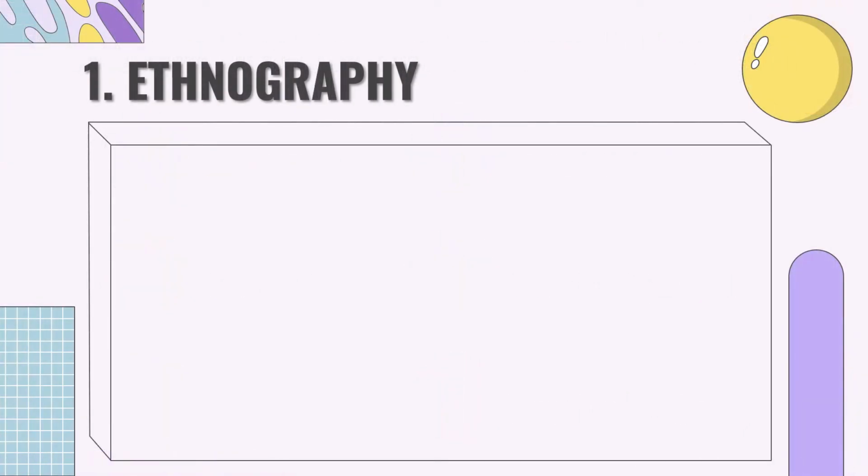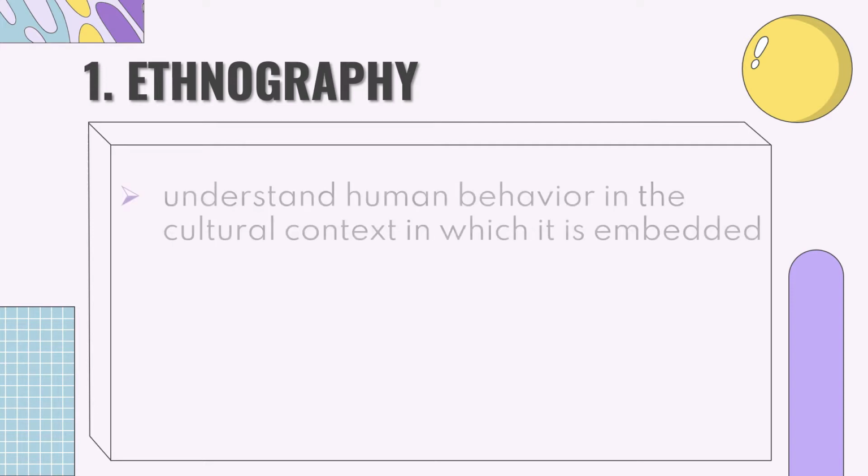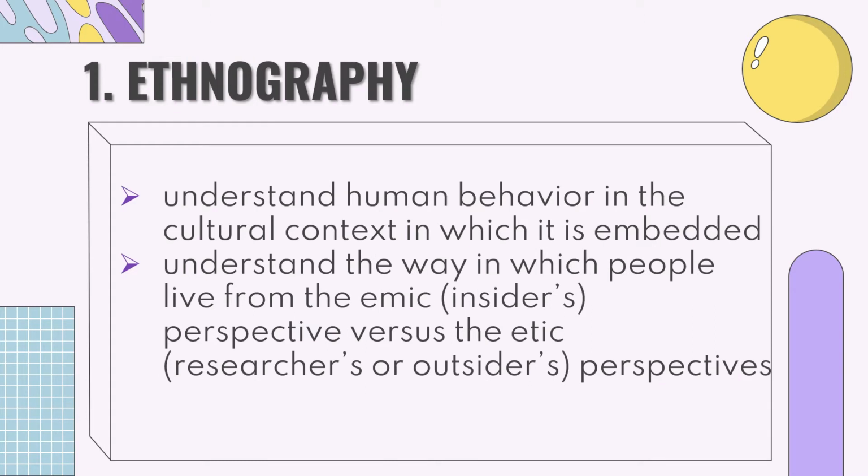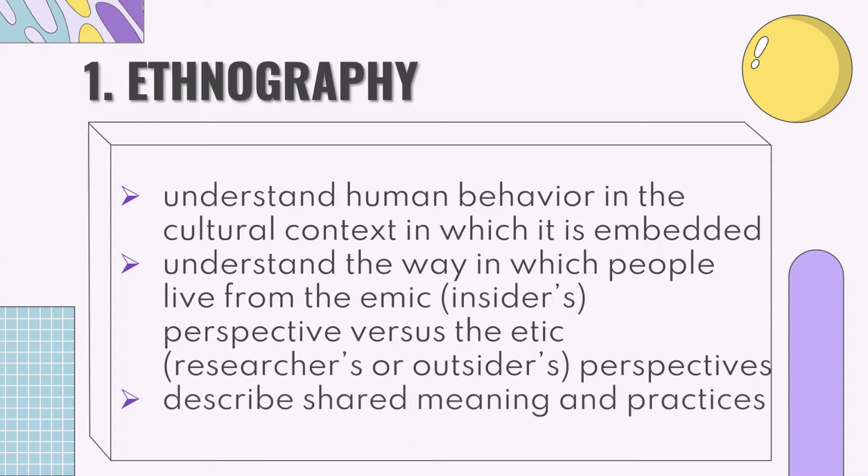The first qualitative research design is ethnography. It came from the word ethno, which means people, and graphy, which means writing. When we say ethnography, it understands human behavior in the cultural context in which it is embedded. It also understands the way in which people live from the emic or insider's perspective versus the etic or the researchers' or outsiders' perspective. And it describes shared meaning and practices.